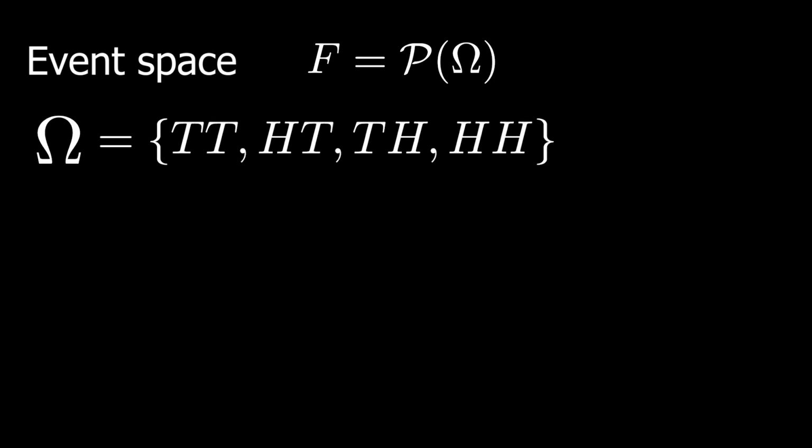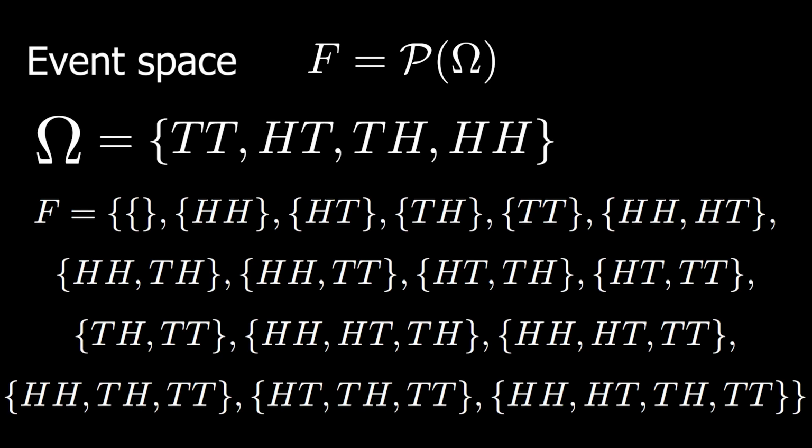Now, we introduce the event space, here denoted by F. An element in the event space is called an event. This is the power set of the sample space. If you don't know what the power set is, don't worry. The power set of omega is the set of all possible subsets of omega. I think an example helps here, so let's get back to the 2 coin flips. This is what the event space would look like.